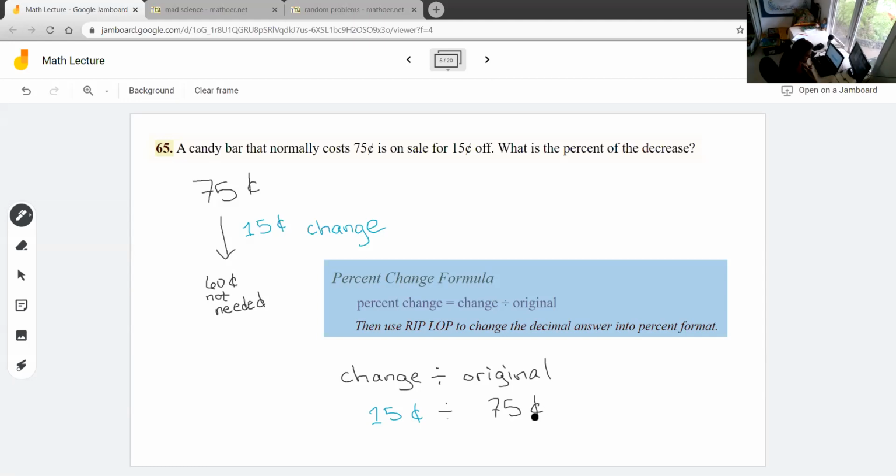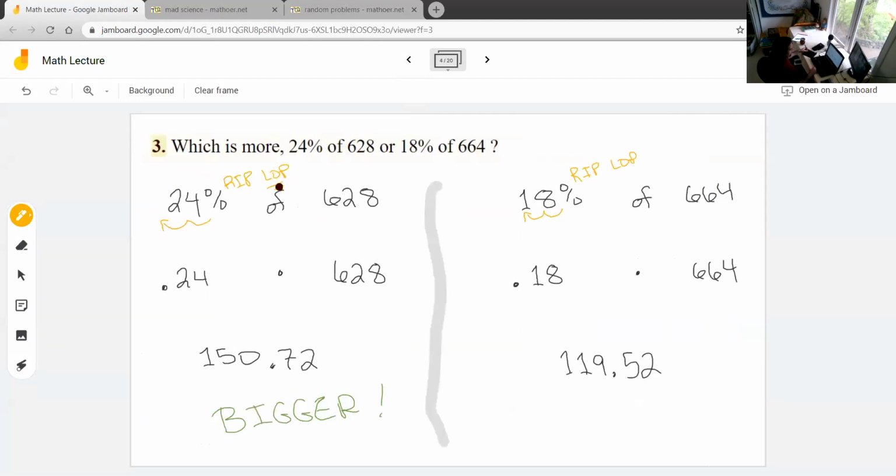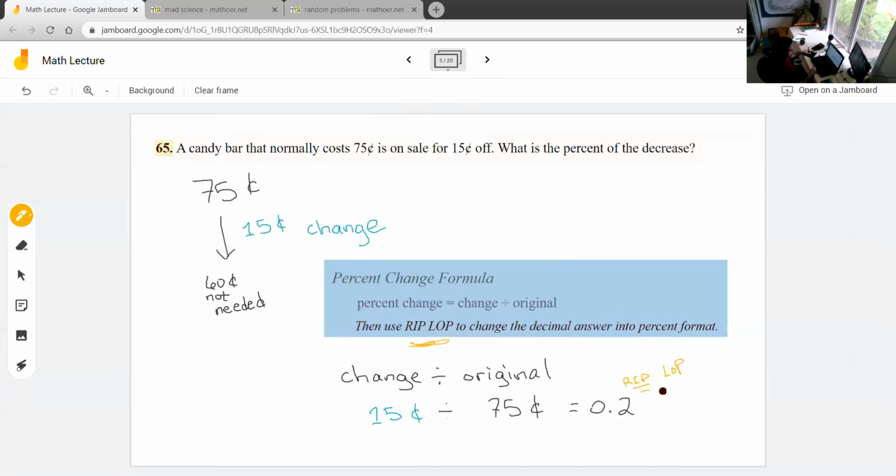And whatever that is, 0.2. Then I need to use Riplop. This time I'm going into percent. Again, this is the opposite of what we just did. Before we were going left, out of percent. So if we're doing an opposite process, we shouldn't be surprised that now we're going right, into percent. And we get our answer.